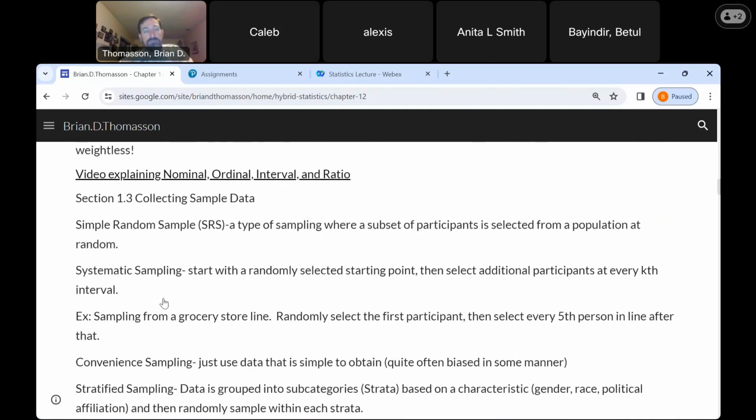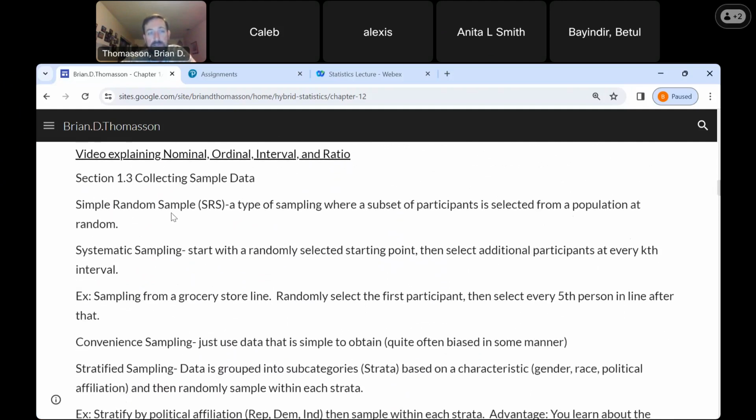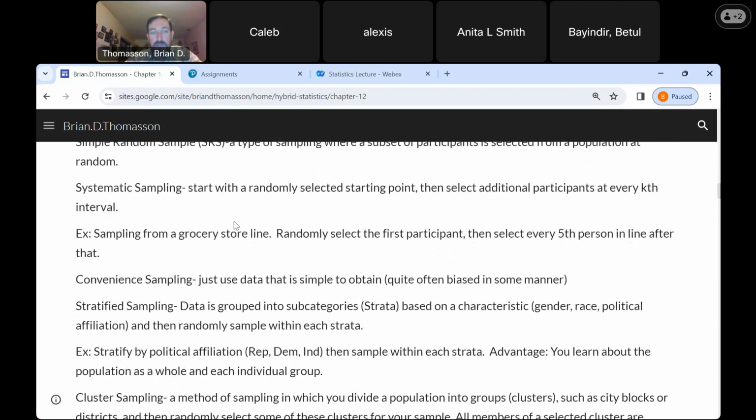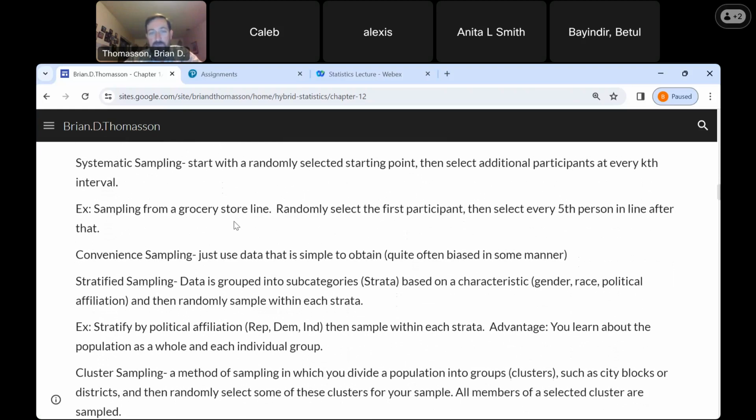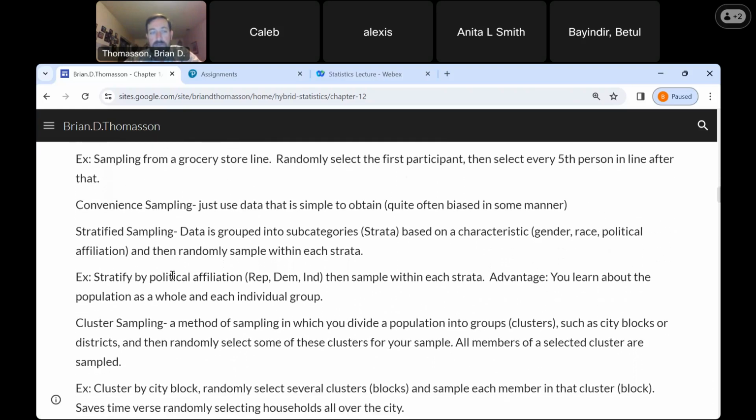Okay, so we have these several different methods. The simple random sample, where we just randomly select people. Systematic, where we have some starting point and we take every fifth or every eighth in the line. Convenience is just whatever's readily available. And then we have stratified and cluster. These are the ones that are a little bit harder to tell apart.